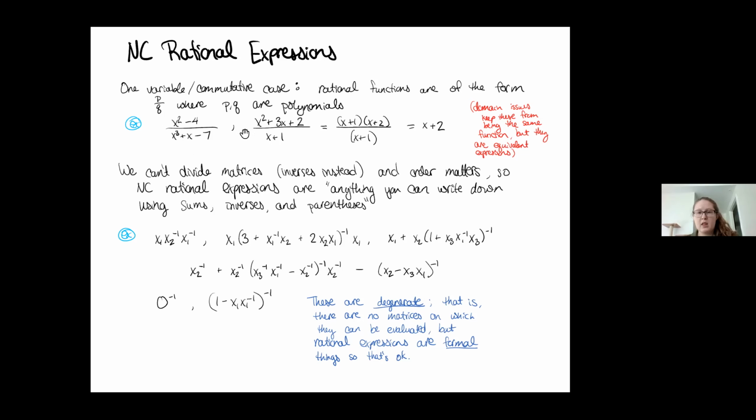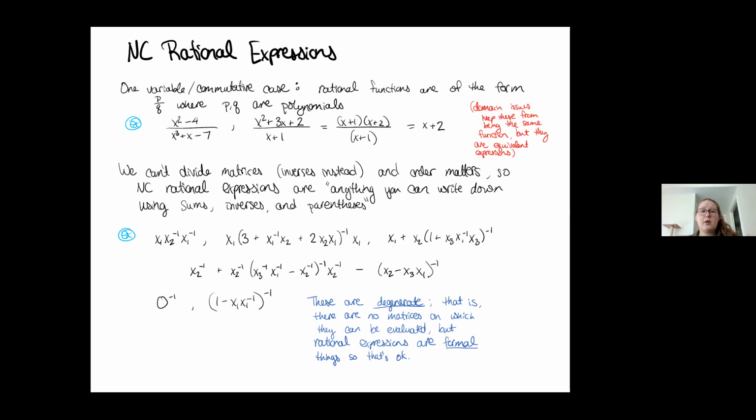This is important. Remember, this is one of the things we always have to have discussions about in calc classes. We need to think about our domain. So these aren't exactly the same function because they don't have the same domain, but they are equivalent expressions on the intersection of their domains. In some sense, these are going to be the same, but not exactly.